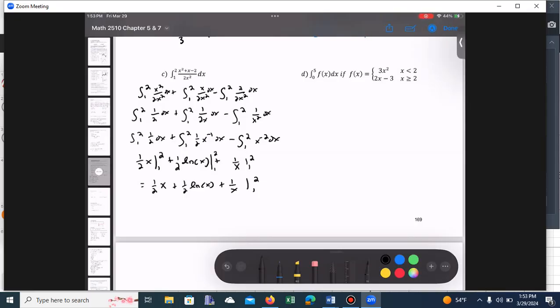Alright, so let me do the upper limit and then subtract the lower limit. So plug in 2, and as I'm doing this, I'm going to do any simplification. So as 2 goes in, I get 2 over 2, which is 1, plus 1/2 natural log of 2, plus 1/2. That's our upper limit. Lower limit, the 1 goes in, you get 1/2. Now, when 1 goes into natural log of x, that's 0. That's going to make that 0. And then 1 goes into 1 over x, you get 1.